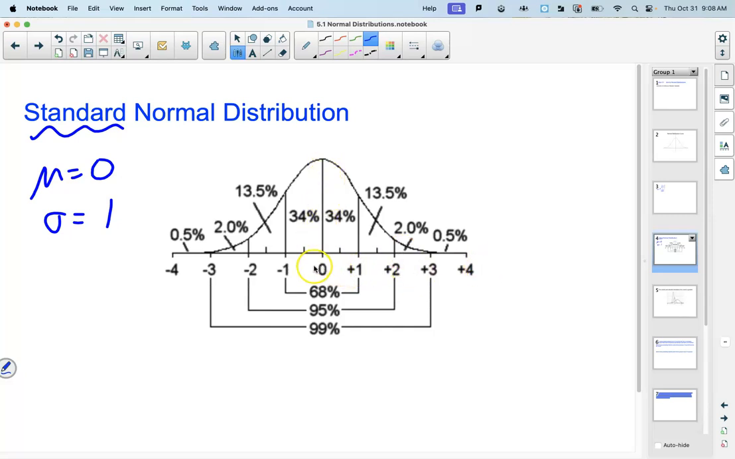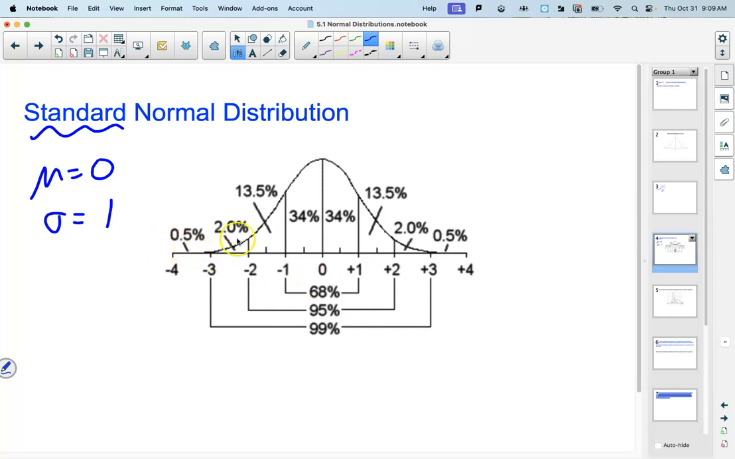Notice 0 is at the middle, and then we're working to +1 standard deviation, +2, +3, +4, or going to the left 1, left 2, left 3, left 4 standard deviations. And when we do that, we know the probabilities for each of those intervals. Between -1 and 1, 1 standard deviation to the left, 1 standard deviation to the right, that contains 68% as a probability.